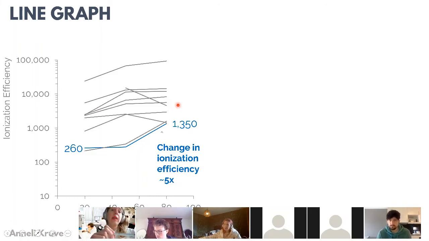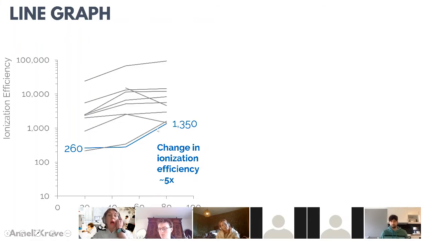So for example, here in this plot, the idea is that we have changed a solvent composition monotonically, and we display how a method parameter called ionization efficiency is changing. So we can connect different data points with a line and have these lines plotted here.